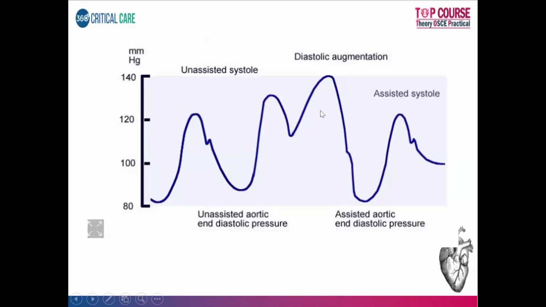The other thing that you need to remember is there is an increase in the end diastolic pressure in the assisted aortic pressure. So the diastolic blood pressure goes up, and there is also a diastolic augmentation which is seen. So: diastolic augmentation, assisted systole being lesser than the unassisted systole, and increased assisted aortic end diastolic pressure. These three things are what we need to notice in a patient on IABP. This is something like a normal trace of an IABP.